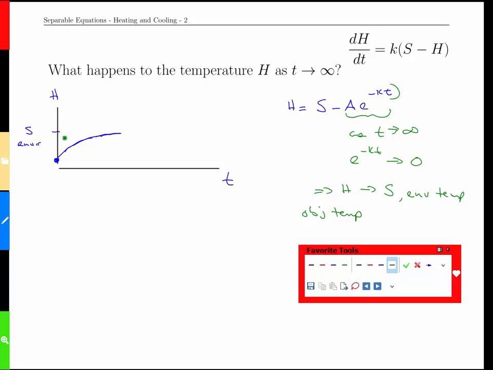So what we would get is a target temperature of S, and we would approach, we'd never really touch, but in practice we get very, very close to that value in a finite amount of time. So an object that's cold, that's put in the environment, will heat up towards the environment temperature. And if something was hotter than the environment, it will cool down and approach the environmental temperature as well.